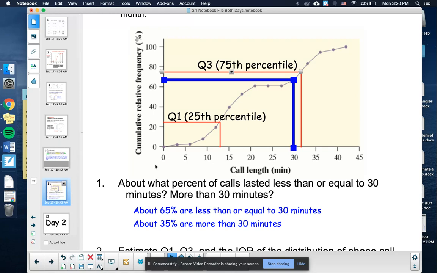So you want to find 30 on the call length. That's this blue line here, and go up to our graph. And then map it to the left. And that will tell you what percent of calls were less than or equal to 30 minutes, or at what percentile is 30 minutes. And that looks like a little less than 70, somewhere between 60 and 70. So I said about 65% are less than or equal to 30 minutes, which is going to leave about 35% are more than 30 minutes.